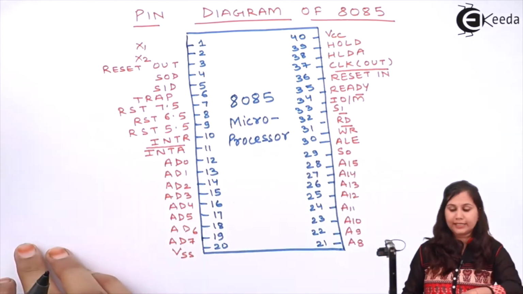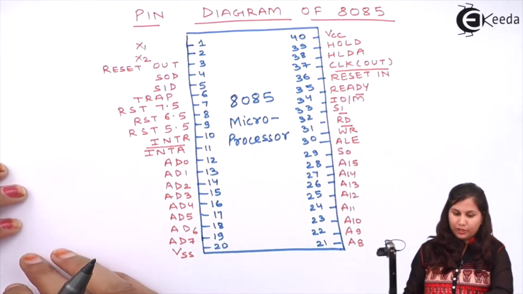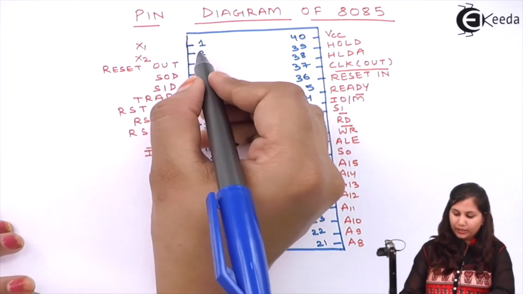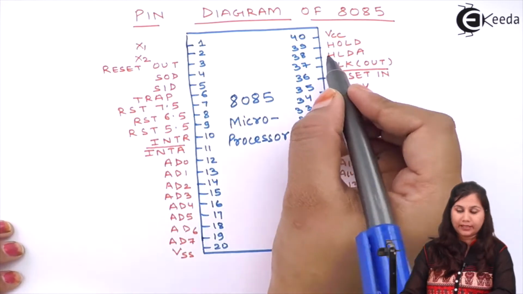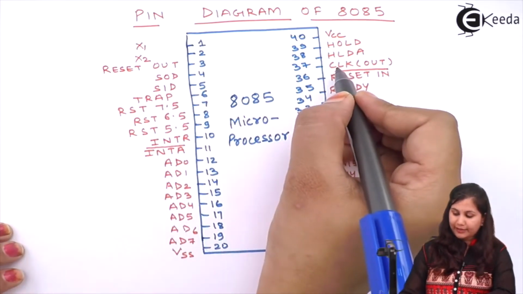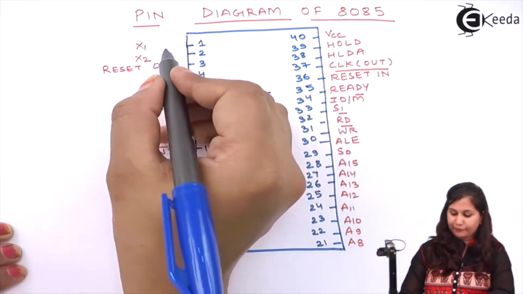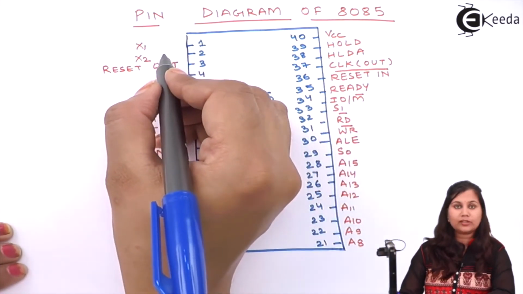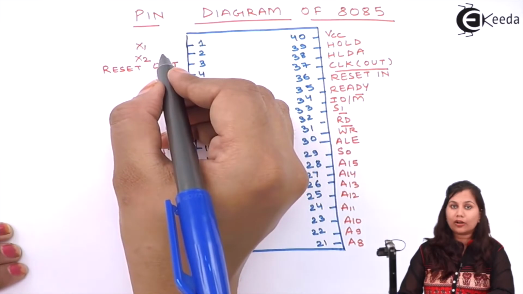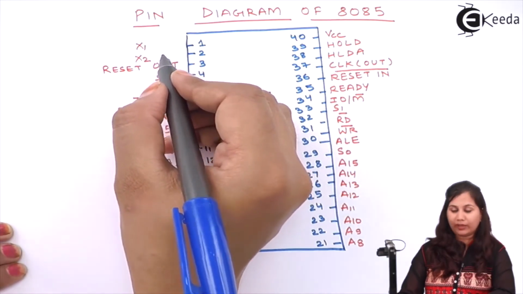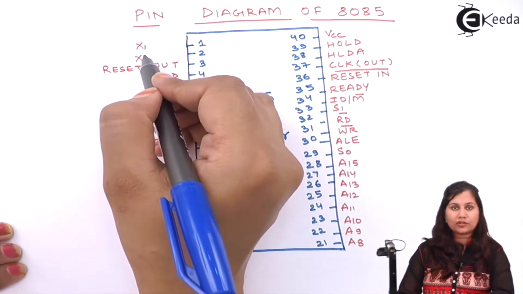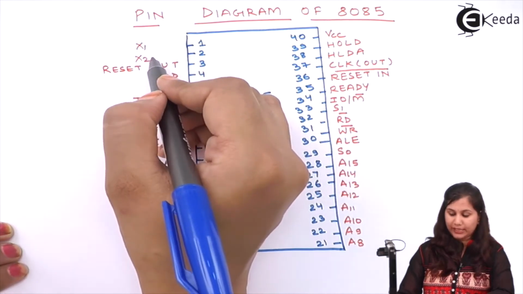Now we will study each of the pins one by one. So first the pin 1, 2 and 37. These three pins, they are related to the clock pulse of the 8085. X1 and X2, the crystal which is providing the clock frequency to the 8085. These are the two connections of the crystal, X1 and X2.